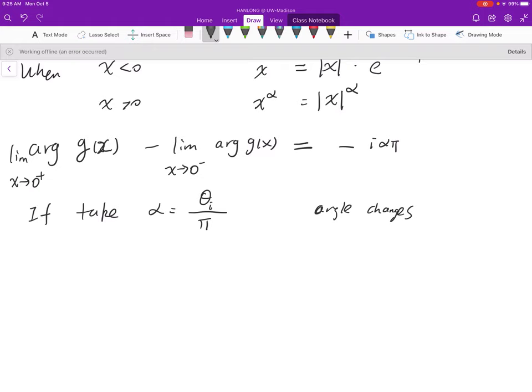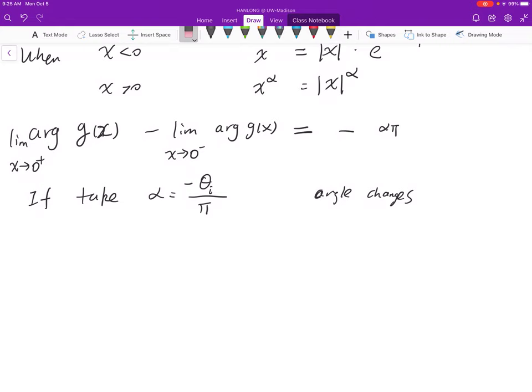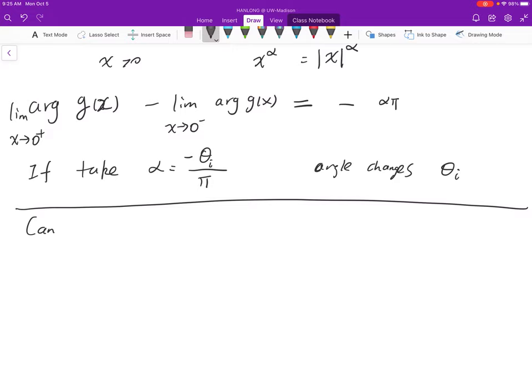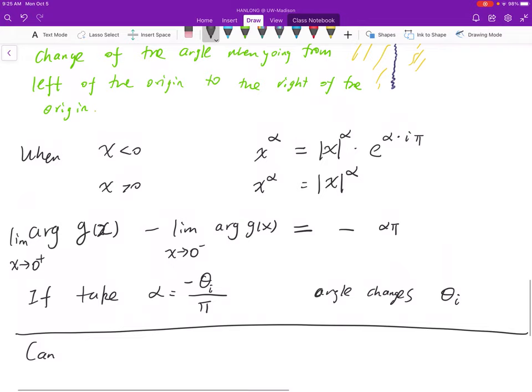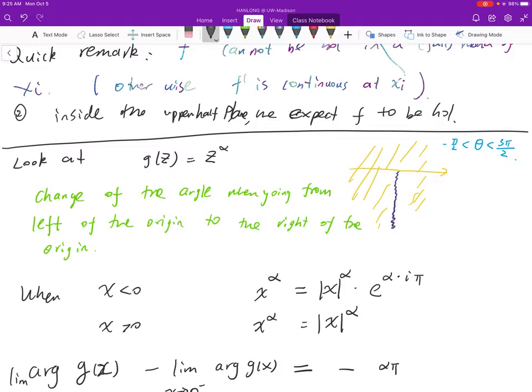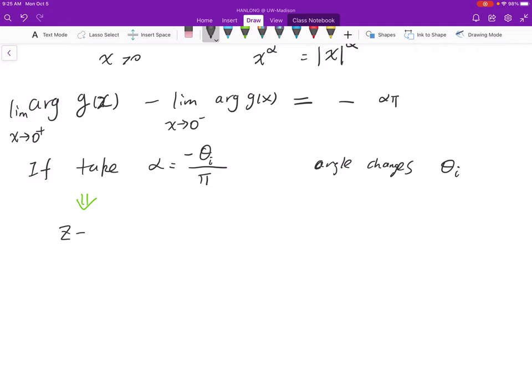Minus theta I divided by pi, the angle changes by theta I. Okay, then we have the candidate as following. Of course, here we consider the behavior around the origin. If we consider behavior around the point xi, then we have to translate the function a little bit, z minus xi to the power negative theta I divided by pi.